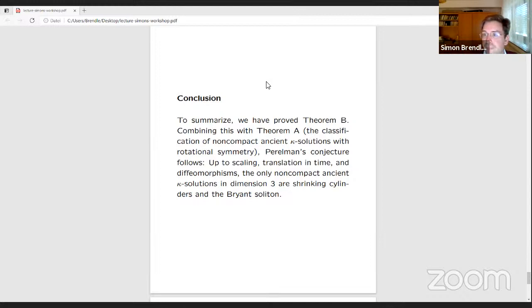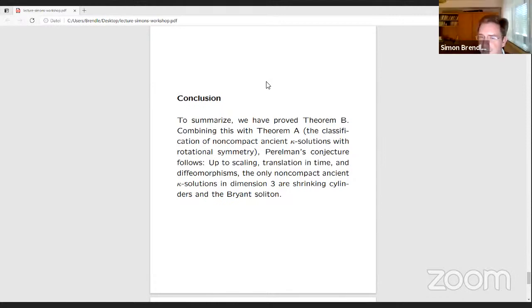Alec? I was wondering, what are the prospects for further applications of the symmetry improvement philosophy? It's been applied in different situations, different flows, so I was wondering what the further applications could be.